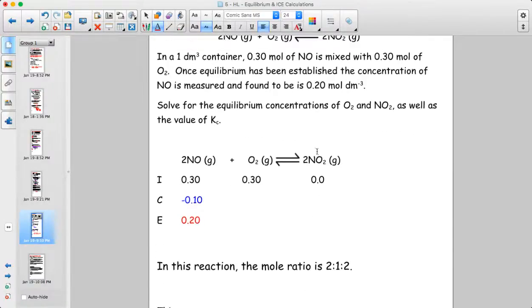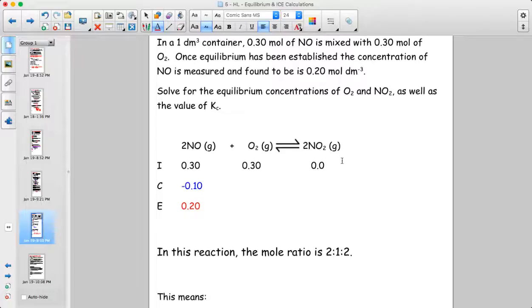Okay, so I'm going to take all that information and set it up in an ICE diagram. Now, sometimes these are called RICE diagrams. They put an R at the top here because this is the reaction, and then you do initial, change, equilibrium. But I like to call them ICE diagrams because then I get to listen to Ice Ice Baby.